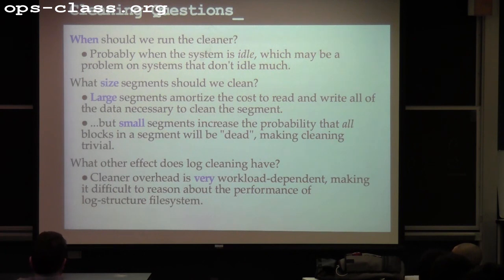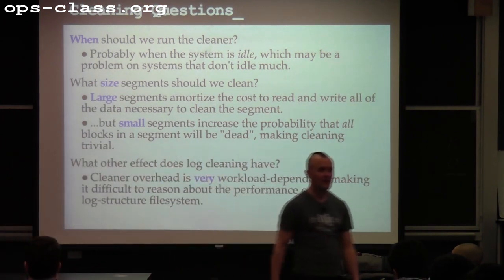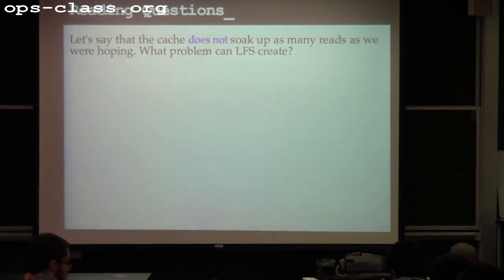And so when people started to measure log-structured file systems, group A would measure them and say, this is awesome, they're really fast. Group B would use a different benchmark and say, this is terrible, they're really slow. There was a lot of disagreement about this, and it generated a lot of fun flame wars between some of the participants. We'll get to those in a minute.